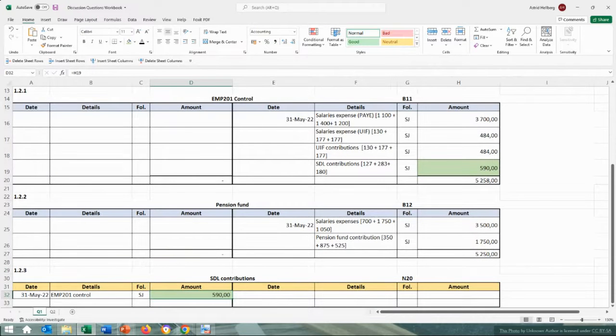Okay, before we take a break, do you guys have any questions on this question, specifically the salary journal or these general ledger accounts that we've completed?